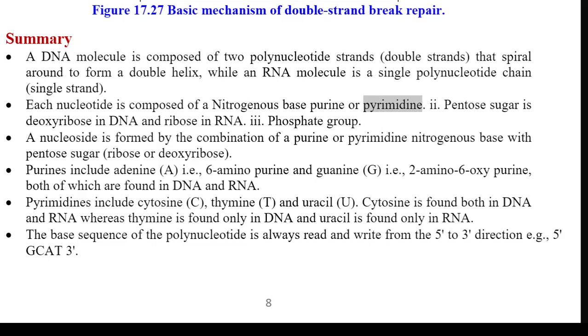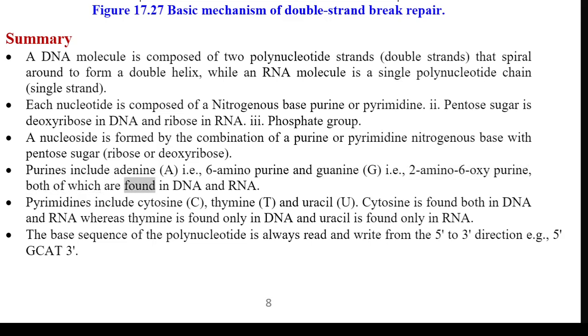3. phosphate group. A nucleoside is formed by the combination of a purine or pyrimidine nitrogenous base with pentose sugar, ribose or deoxyribose. Purines include adenine, A, i.e. 6-aminopurine, and guanine, G, i.e.